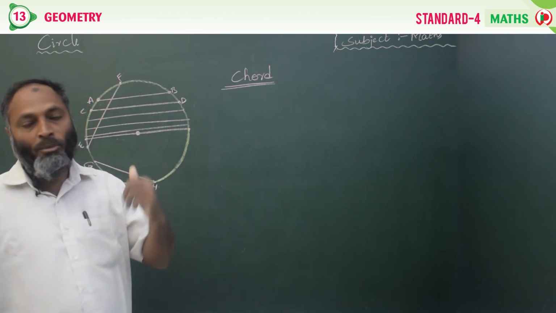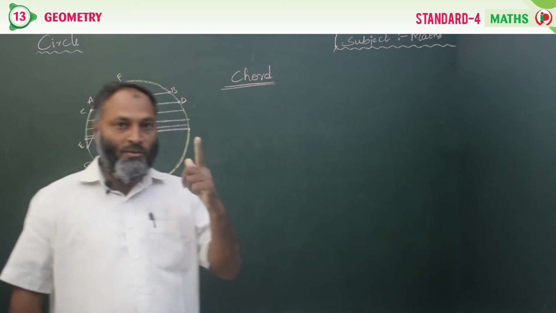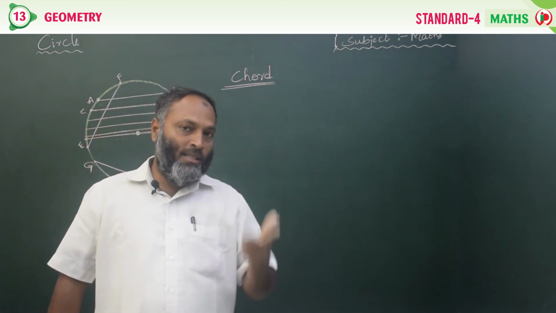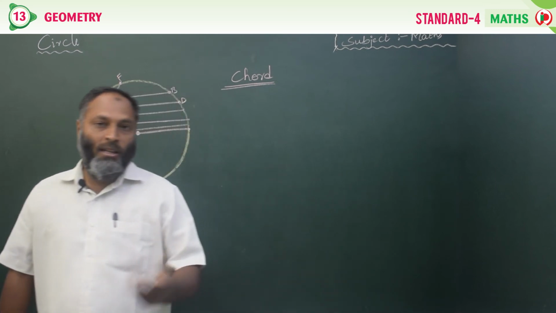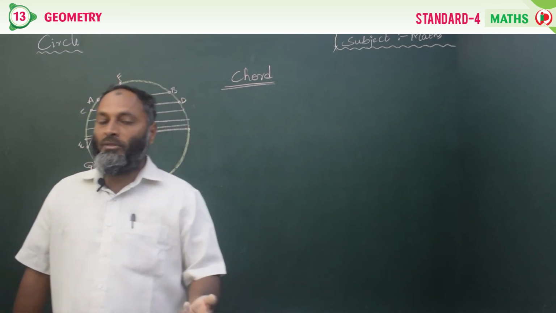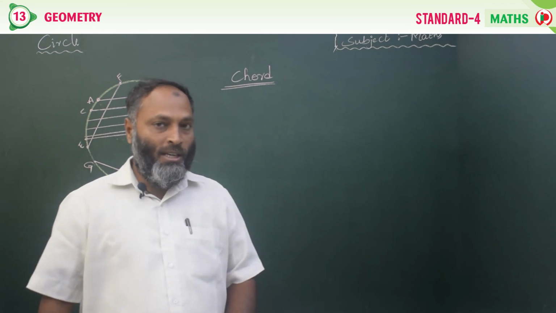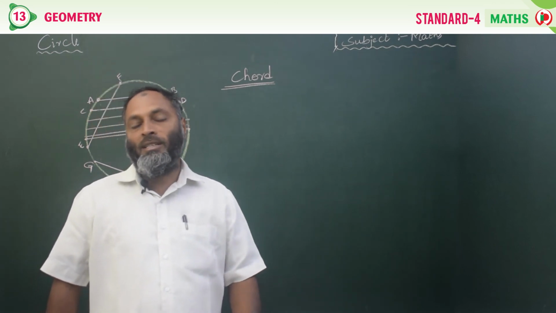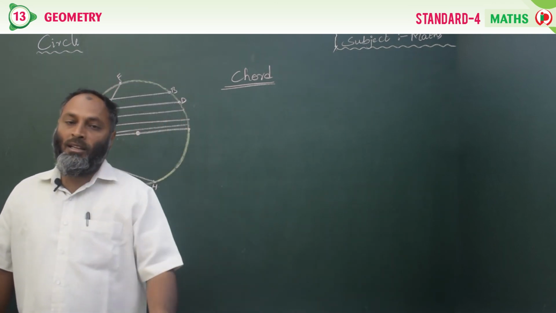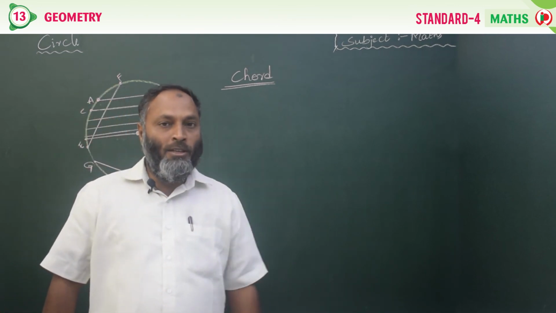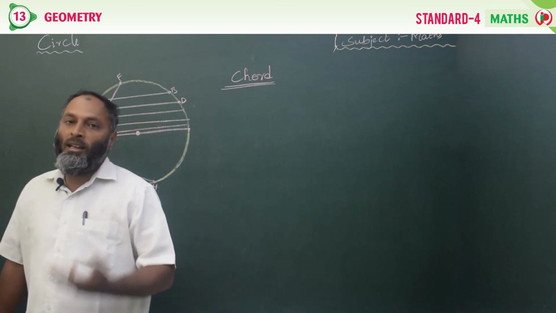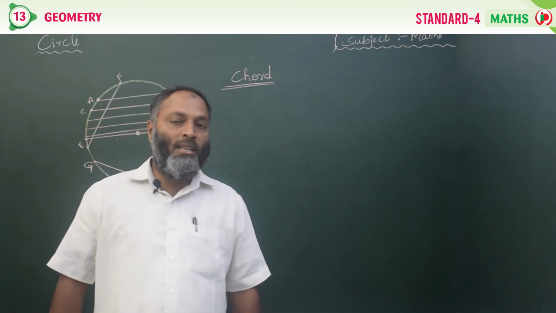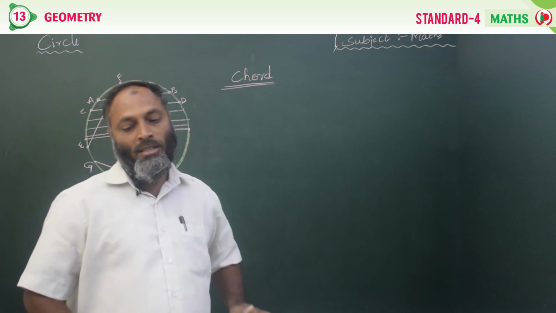So here we discussed these points: first, what is a circle and what is the center, how can we represent a circle, what is the diameter, how many diameters we can draw in a circle, what is the radius, how many radii we can draw in a circle, and what is a chord of a circle. Then which one is the longest chord in a circle, and how many chords we can draw in a circle. Infinite chords we can draw in a circle. So all these concepts we discussed.